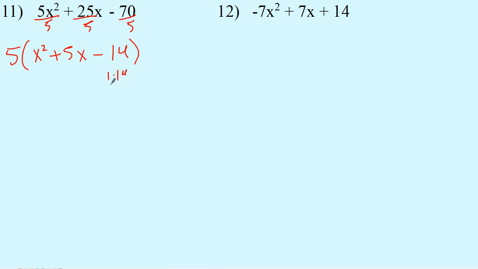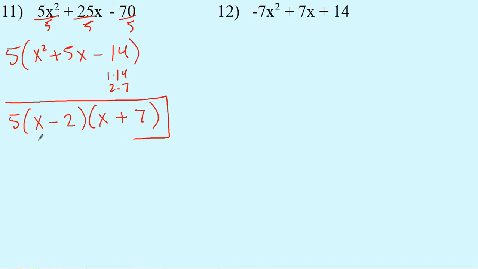We factor the 14. We only need 2 and 7. So we know it's going to be x and a 2, x and a 7. We want to make positive 5, so we're going to do negative 2 and positive 7, right? Because that's going to add up to 5 and multiply to negative 14. There you go.